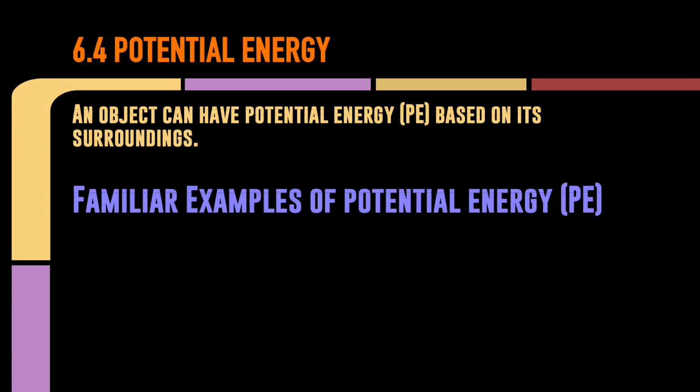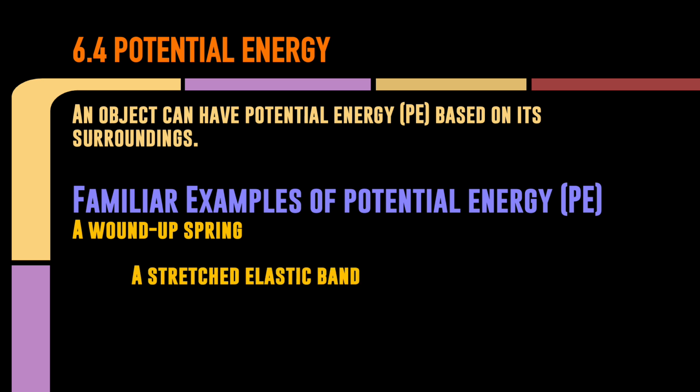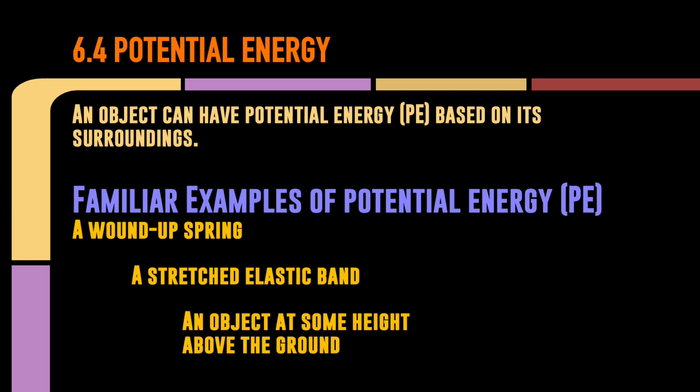So first off, a quick definition. Potential energy is basically energy based on its surroundings. So if kinetic energy was energy due to movement, potential energy is kind of due to its surroundings. Some familiar ones that we know about: a spring that's wound up, a stretched elastic band or rubber band, or an object moved to some height above the ground. And that's kind of the basics that we'll use here.